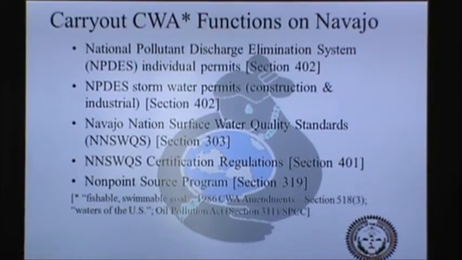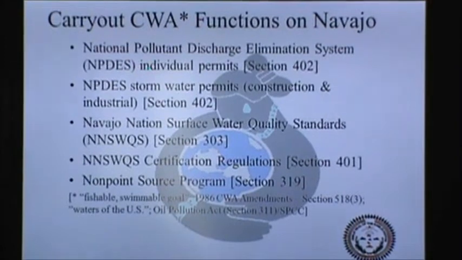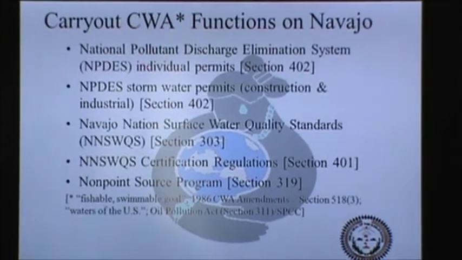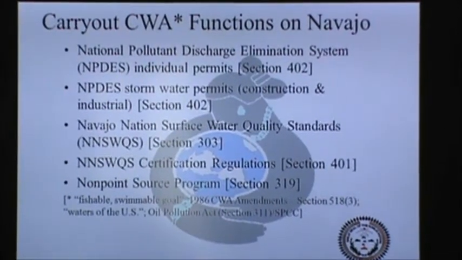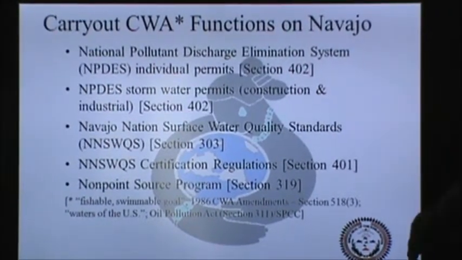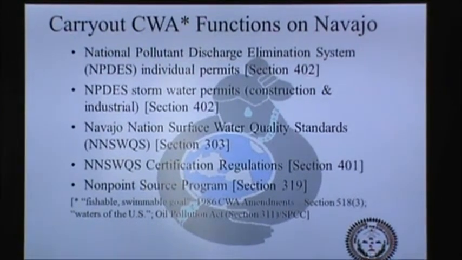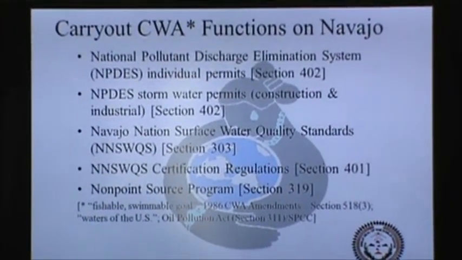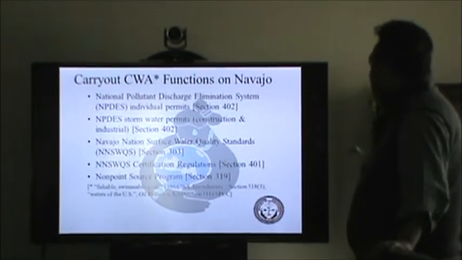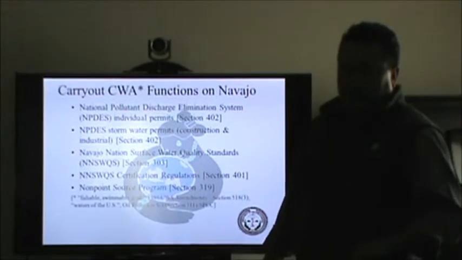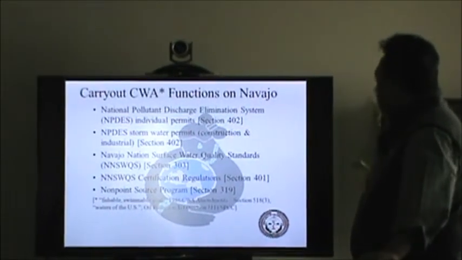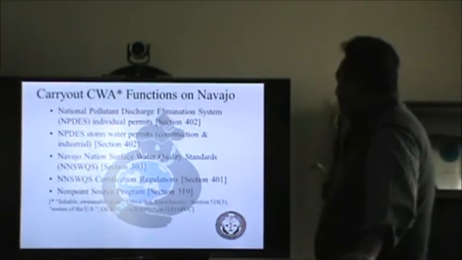In 1986, the Clean Water Act was amended. Basically, Section 518 was amended to allow Indian tribes to apply for treatment as a state for different sections of the Clean Water Act. And the Clean Water Act, again, is geared toward protecting the waters of the U.S., which I'll talk about later. The function that we carry on Navajo is Section 402, which is the National Pollutant Discharge Elimination System Program. That's basically if there's a discharge of a pollutant to waters, then you need to get a permit, a discharge permit.